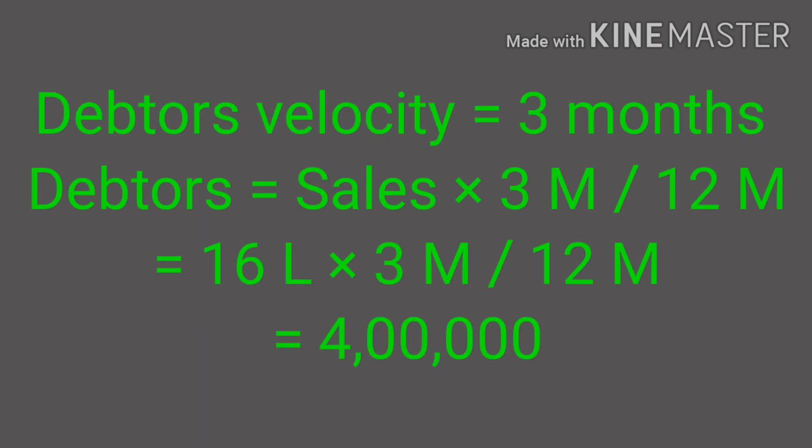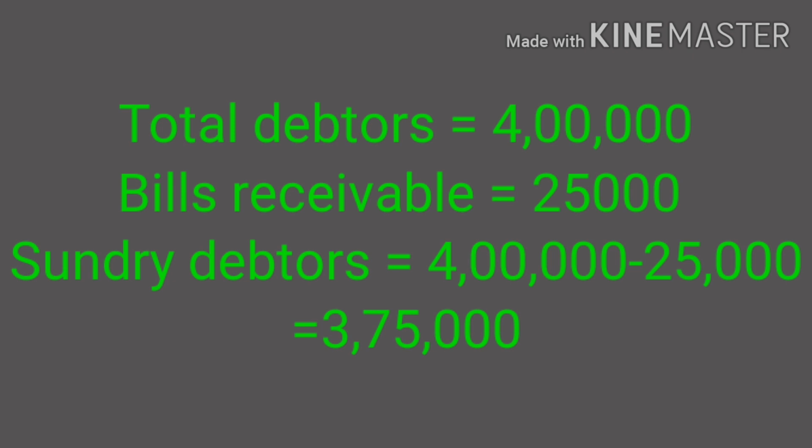Debtors velocity is given as 3 months. That means debtors will be collected after 3 months from the date of sale. So the last 3 months' sale is outstanding. So we can find out the debtors by multiplying the sales into 3 divided by the total number of months, that is 12. 16 lakh into 3 divided by 12, that is 4 lakh. So the total debtors is 4 lakhs, but the bills receivable of rupees 25,000 is part of the debtors. So the sundry debtors is 4 lakh minus 25,000, that is 3 lakh 75,000 only.